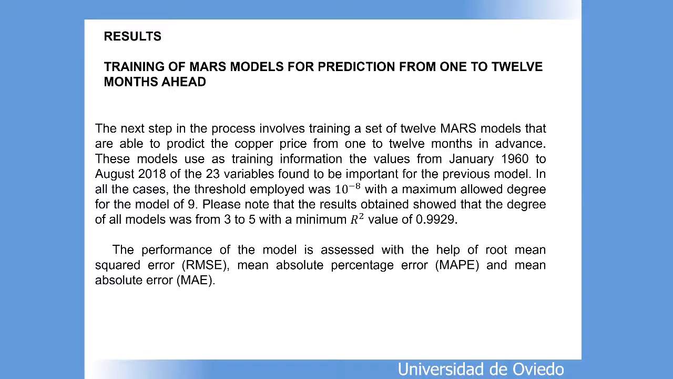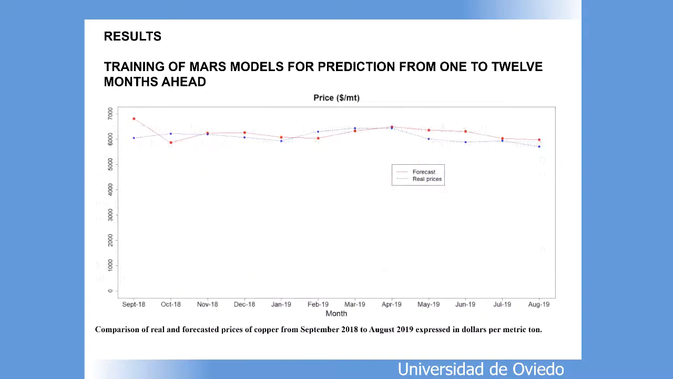The next step in the process involves training a set of 12 MARS models that are able to predict the copper price from 1 to 12 months in advance. These models use as training information the values from January 1960 to August 2018 of the 23 variables found to be important. The performance of the model is assessed with the help of the root mean square error, mean absolute percentage error, and mean absolute error. The numerical values can be found in the paper, but here we present the chart that shows how the proposed model is able to mimic the real prices of copper.